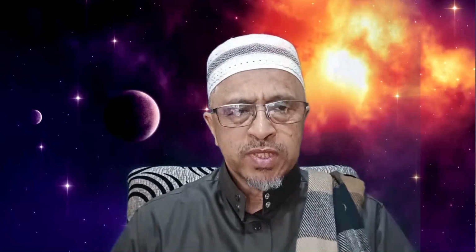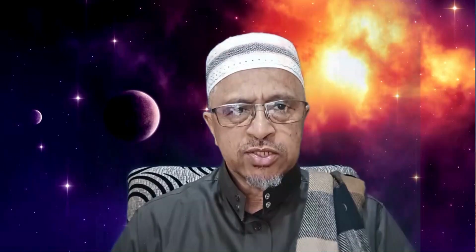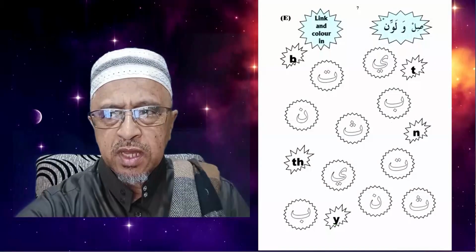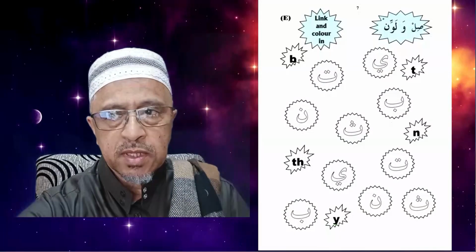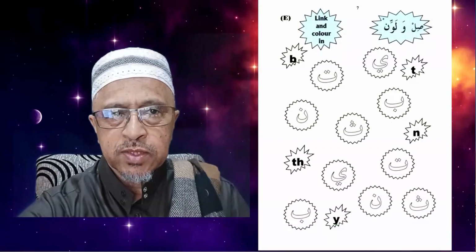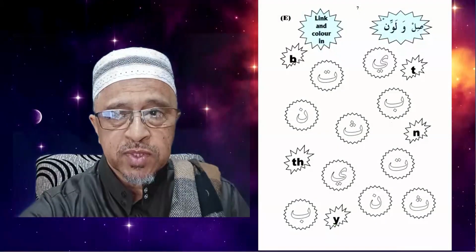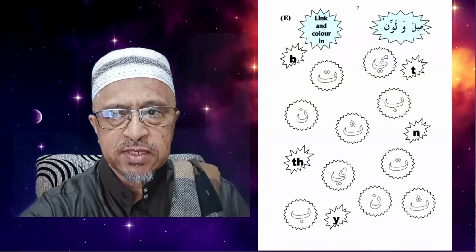We are still busy with lesson 2, and in this session we'll be looking at the following. First, we're looking at page 7, and here we have again some Arabic letters and then the English equivalents. So we will link the English to the Arabic. Link is sil, and color in afterwards, which is lawin. So we say sil wa lawin, link and color in. So let's start.